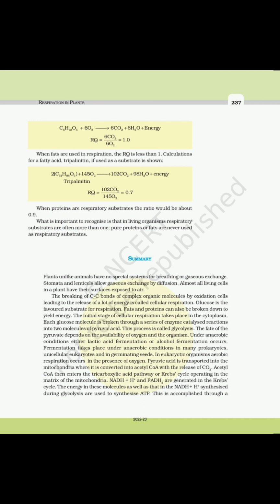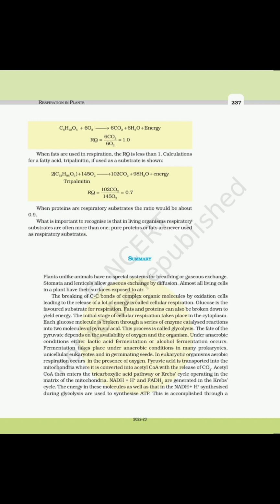The initial stage of cellular respiration takes place in the cytoplasm. Each glucose molecule is broken through a series of enzyme-catalyzed reactions into two molecules of pyruvic acid. This process is called glycolysis. The fate of the pyruvate depends on the availability of oxygen and the organism. Under anaerobic conditions, either lactic acid fermentation or alcohol fermentation occurs. Fermentation takes place under anaerobic conditions in many prokaryotes, unicellular eukaryotes, and in germinating seeds.